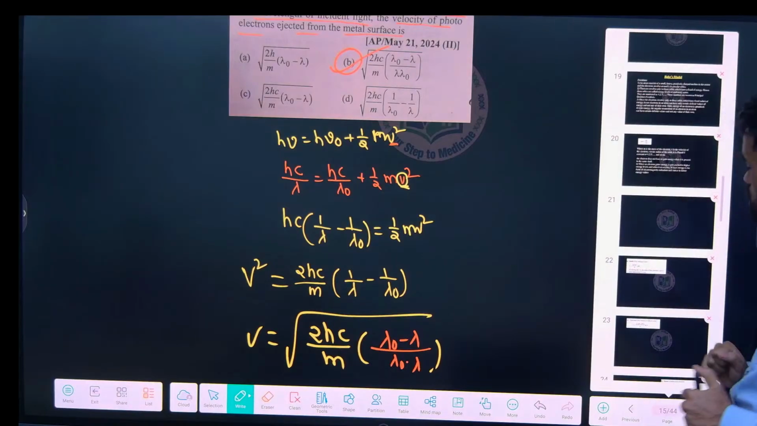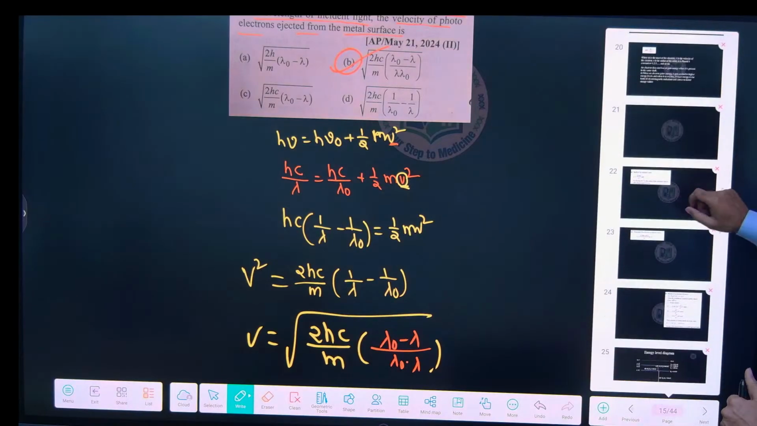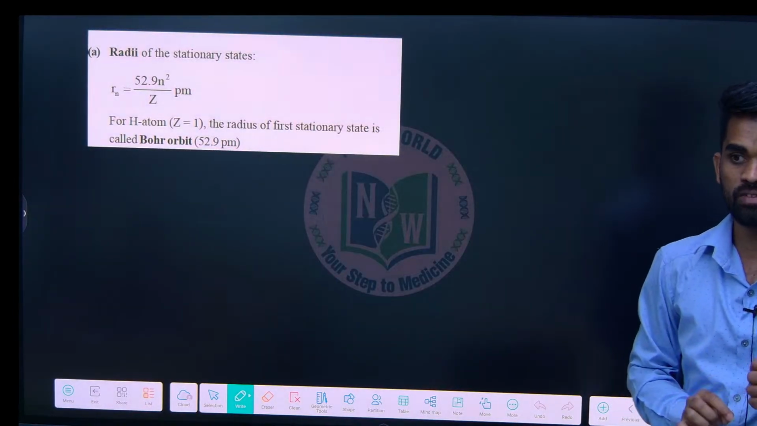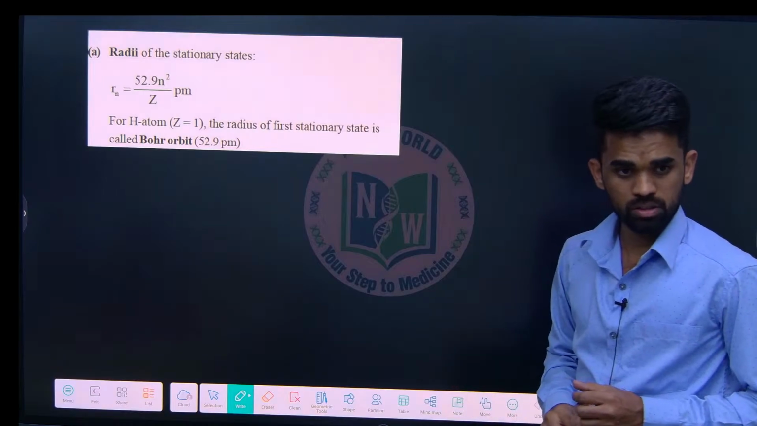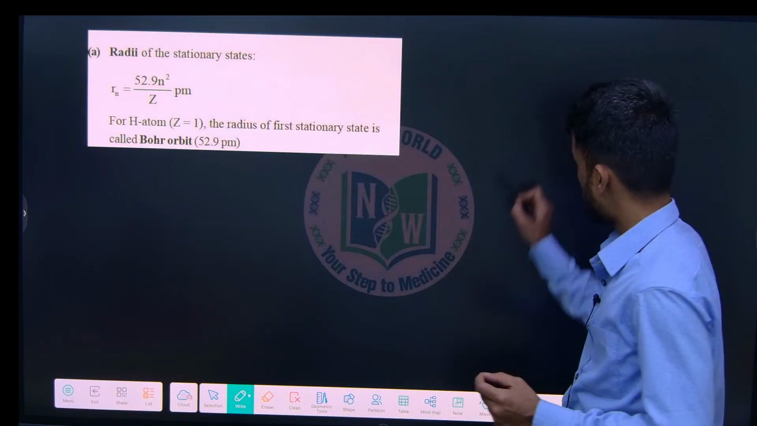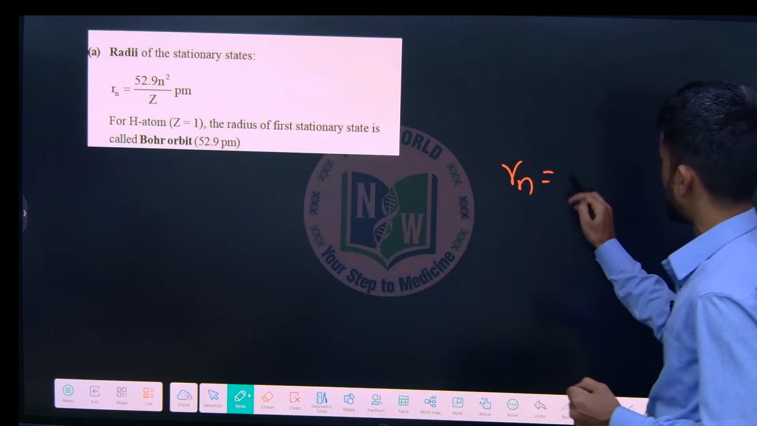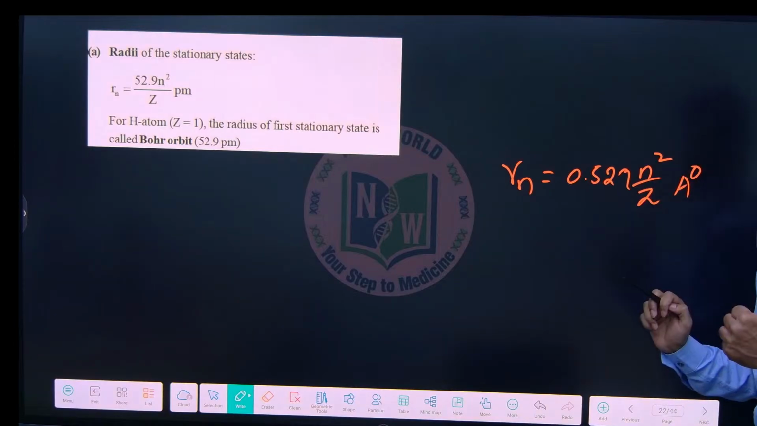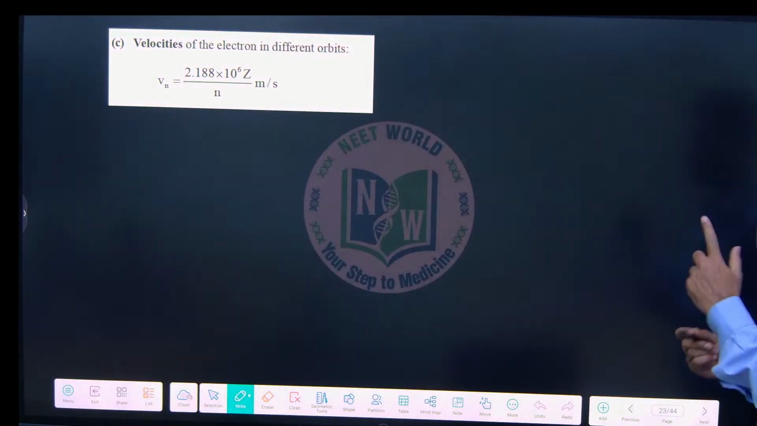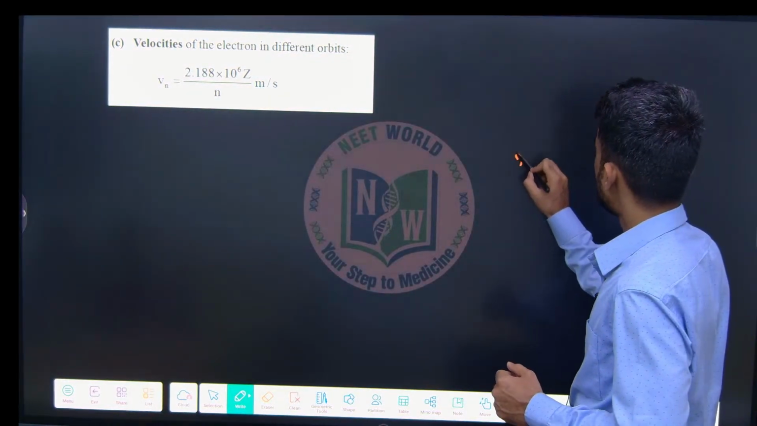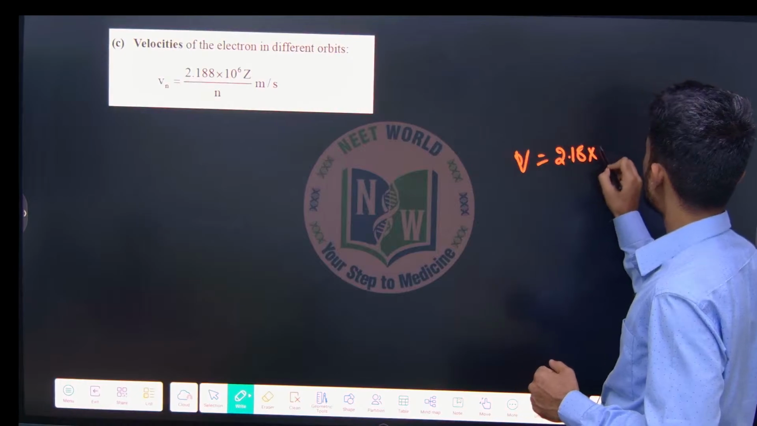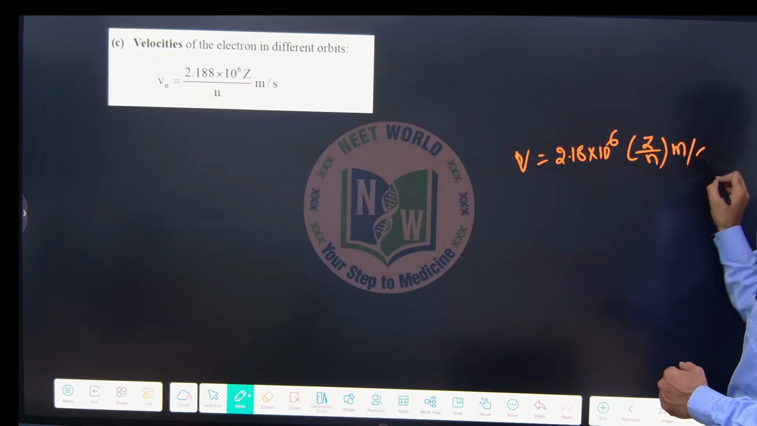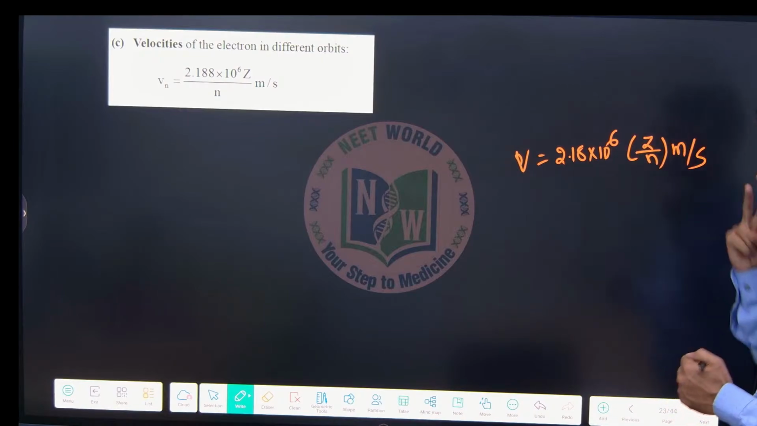Now let's see questions from the Bohr model. Before that, what are the formulas to be remembered from the Bohr model? One is the radius formula. The radius of an electron revolving in the nth orbit equals 0.529 n square by Z angstroms. This is one formula to be remembered. The next one is velocity. Velocity is 2.18 into 10 power 6 Z by n meter per second. This is the second formula to be remembered.